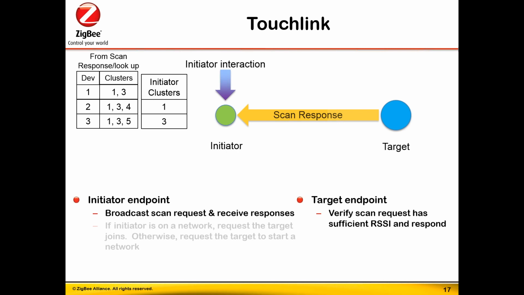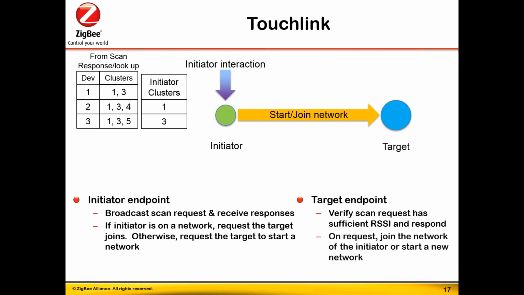And on the next step, the initiator then asks the target either to start a network if the initiator is not already on a network, or it asks the target to join its network if it is already on the network. So that's the steering part.